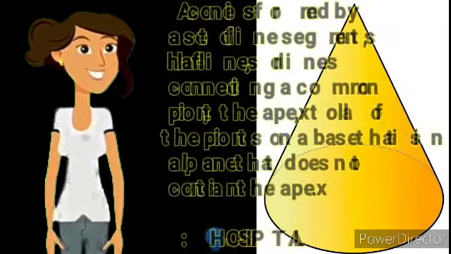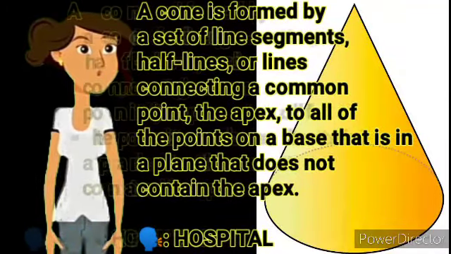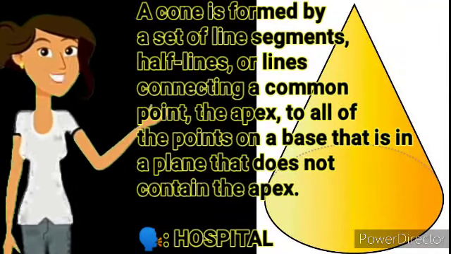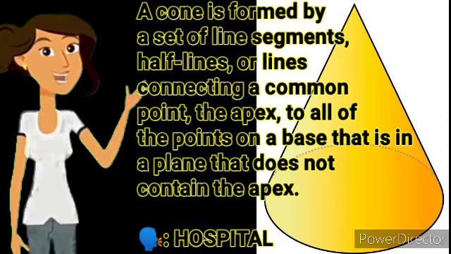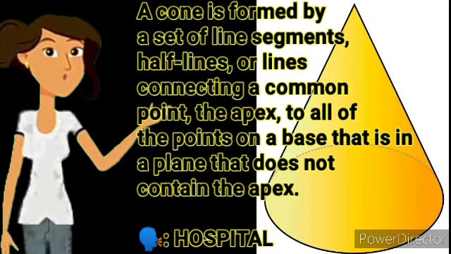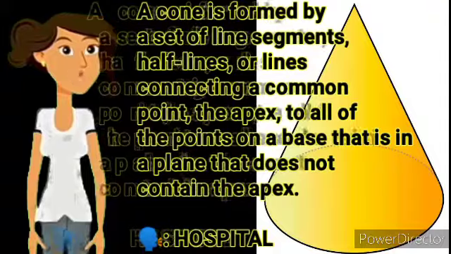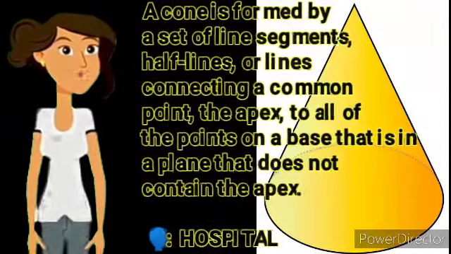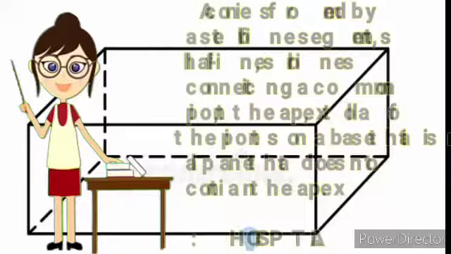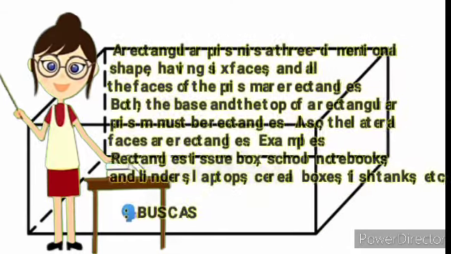Another picture is a cone. Do you know what a cone is? A cone is a 3-dimensional geometric shape that tapers smoothly from a flat base to a point called the apex or vertex. A cone is formed by a set of line segments, half lines, or lines connecting a common point, the apex, to all of the points on a base that is in a plane that does not contain the apex. Kids, today I am going to tell you about the rectangular prism.